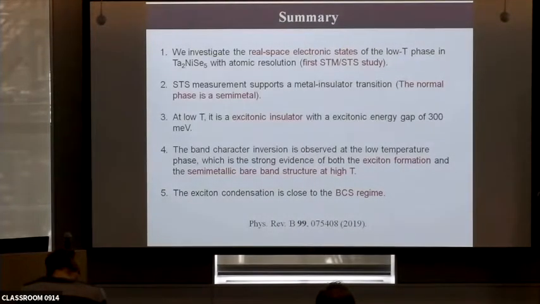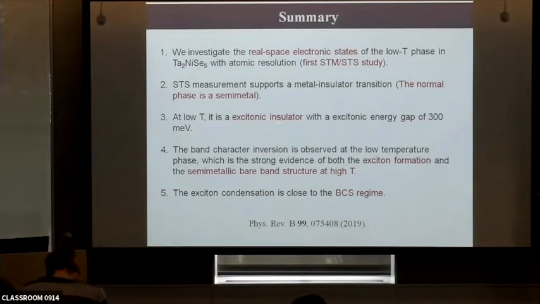So this is our summary. First, we investigated the real-space electronic structure for the first time, and we observed the metal-insulator transition in this system. Also, we measured the energy gap at 300 meV, and we provide another piece of evidence of the excitonic insulating phase in this system, and we argue that the normal phase is a semimetal. Thank you for your attention.